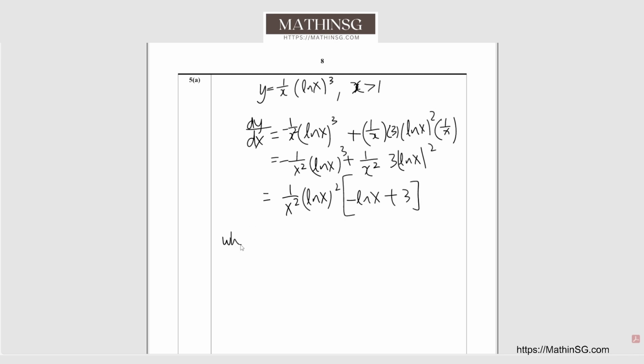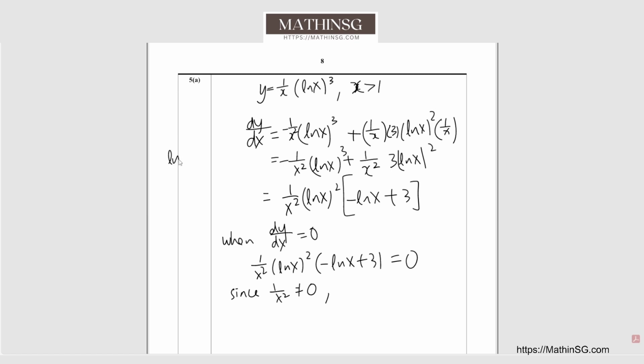Okay, so when dy/dx is equal to 0, I have 1 over x squared, ln x squared, and minus ln x plus 3 equals 0. But I know that 1 over x squared cannot be 0. When x is 0, the entire thing is undefined, so 1 over x squared can never be 0. Ln x by itself will always be greater than 0. So recall the curve of ln x, it looks something like that.